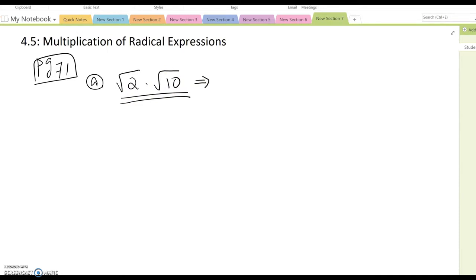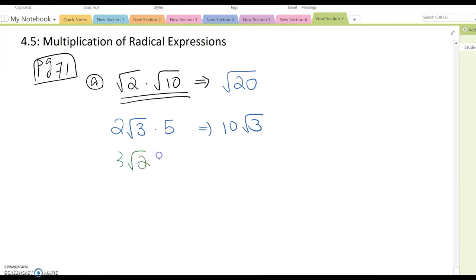So this answer will be root 20. Okay, then I'm gonna make several radical expressions more. So such as maybe 2 root 3 times 5. Then this becomes 10 root 3. Another one, 3 root 2 times 5 root 3 will be 15 root 6 here.